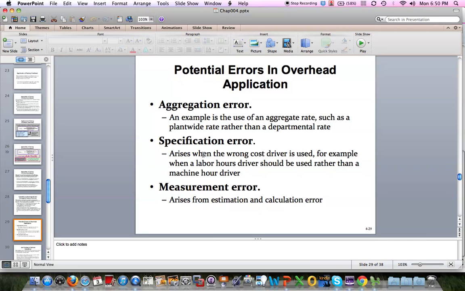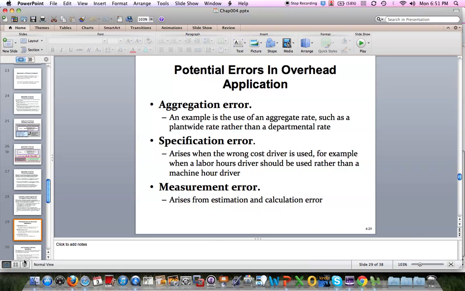Specification error is when the wrong cost driver is used. In other words, we chose direct labor hours when a more accurate method of volume or cost would have been machine hours. So we just didn't use a very good denominator or allocation base. Finally, the measurement error. Basically what happens here is we just had a very bad estimate or bad calculations when it came to estimating total overhead for the year and the amount of cost drivers, again, direct labor hours, direct labor cost, machine hours, whatever it is that we're going to use.